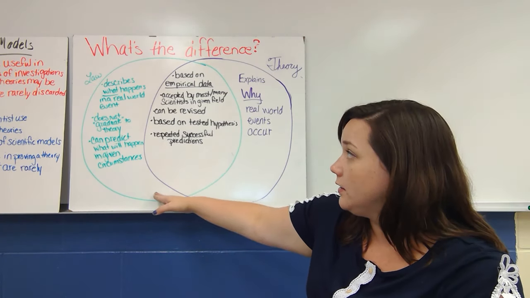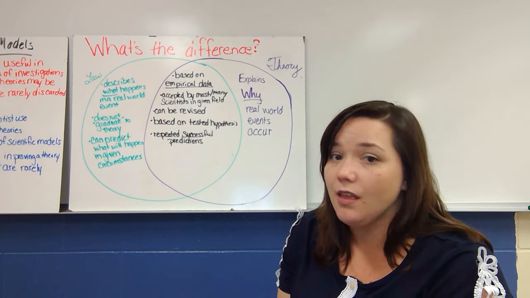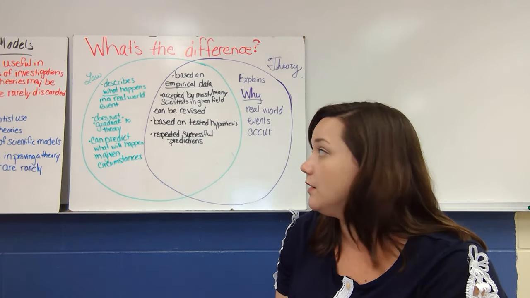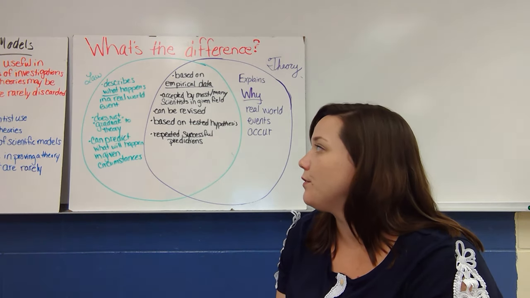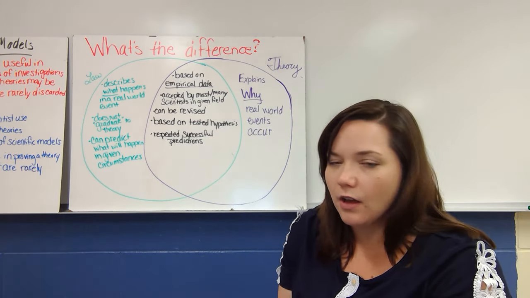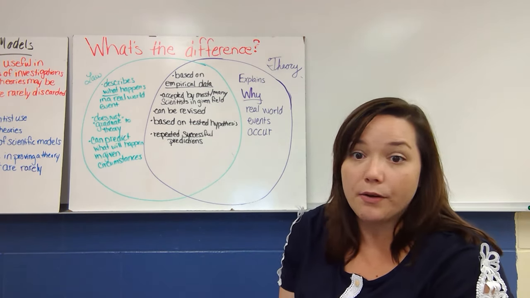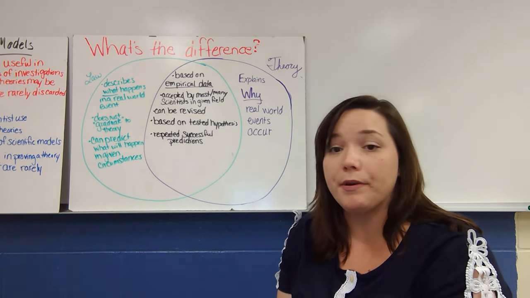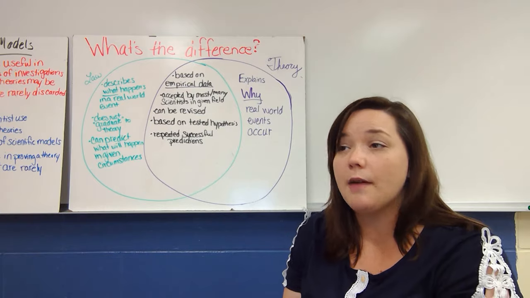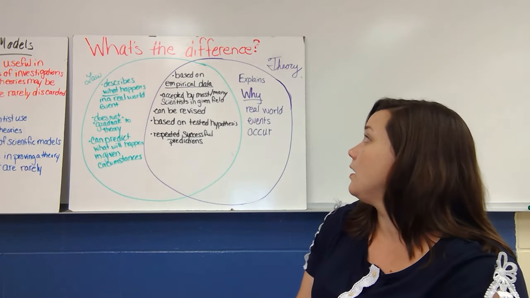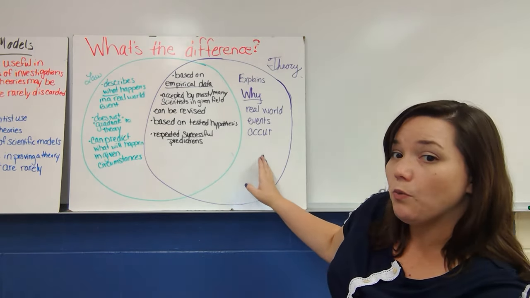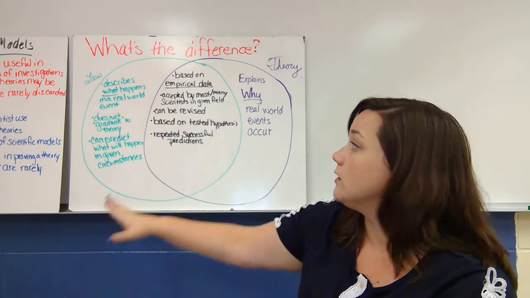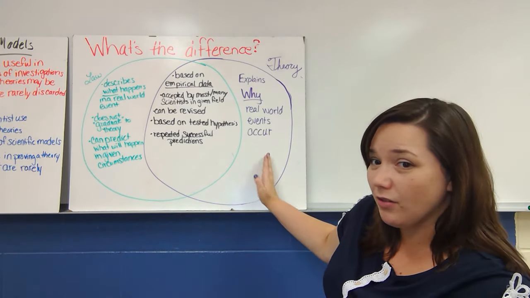A law is what happens in the real world event. It describes the what. It does not graduate to a theory. Not every law becomes a theory. It's not quite how it works. And they can be used to predict what will happen in given circumstances. If this and this happen, then this will happen. Theories, on the other hand, explain why real world events occur. So the law is the what, and the theory is the why.